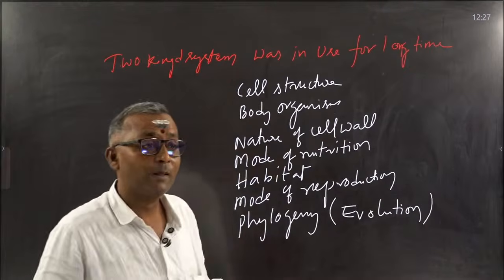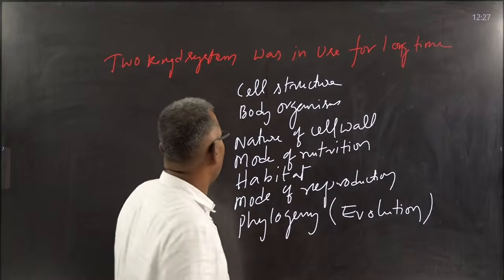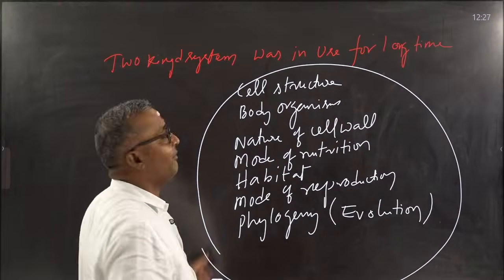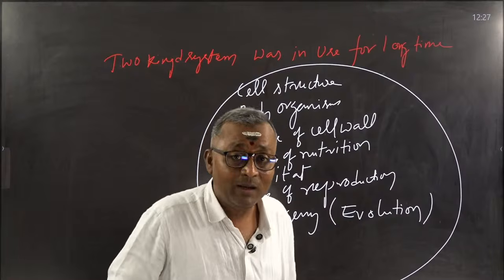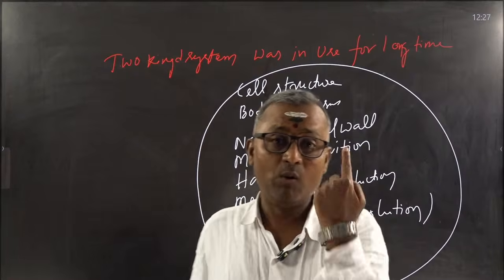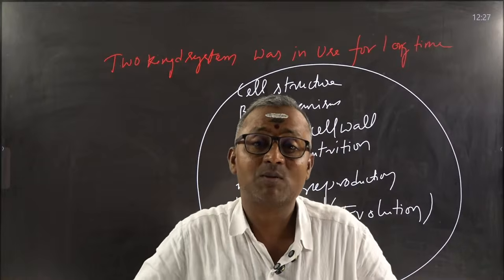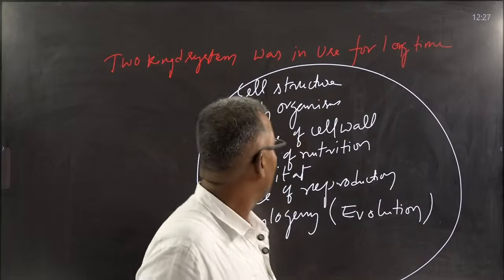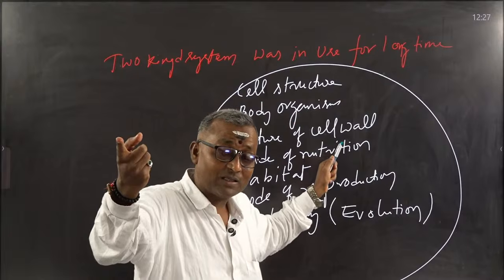What do you mean by that? Evolution. So it's evolutionary relationship. So there was a need to include these kinds of characters for classifying organisms. Why? Because if you take only one character, then the classification becomes more confusing and more complex. That's why we need to consider characters besides gross morphological characters.